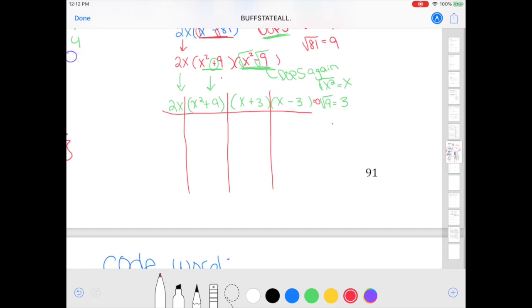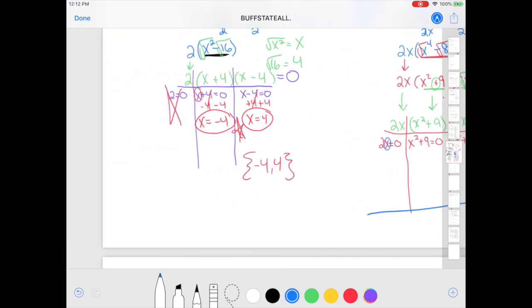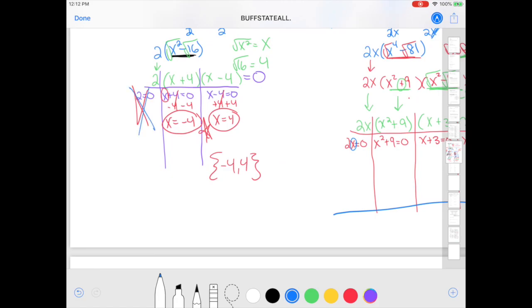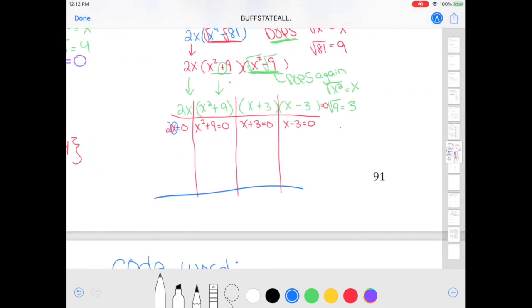Underneath each section of the T, set that equal to 0. So 2x equals 0. X squared plus 9 equals 0. X plus 3 equals 0, and x minus 3 equals 0. And we need to solve each one. On the far left, this one does not cross out. There is an x to solve for, so it's not like the last example over here where I completely crossed it out and there wasn't an x. This one has an x to solve for, so I'm going to solve for the x.